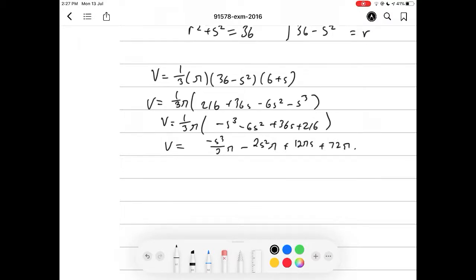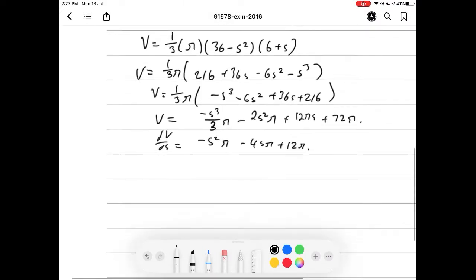Okay, so now we can differentiate. dV over ds equals negative s cubed divided by 3. 3 times 1/3 is just 1, so it becomes negative s squared pi minus 4s pi plus 12 pi. And we notice that we can factor out the pi now, so dV over ds equals pi times negative s squared minus 4s plus 12.